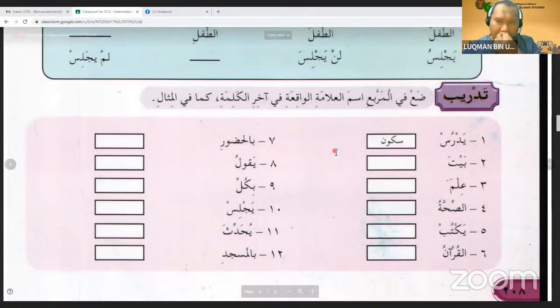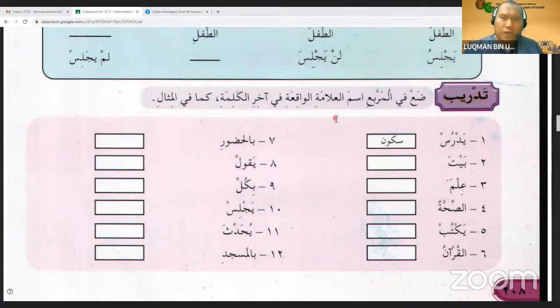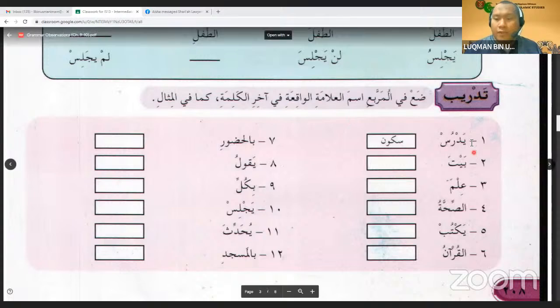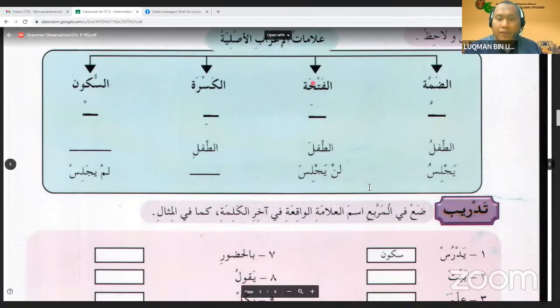So here, ضع في المربع اسم العلامة الواقعة في آخر الكلمة كما في المثال. Put in the box the name of the sign, the mark, you can find existing at the end of the word, like in the example here. Yadrus, yadrus. So the ending sign is sukun. Here, baita, baita. So the ending sign is fatha, al-fatha. I hope that's clear.